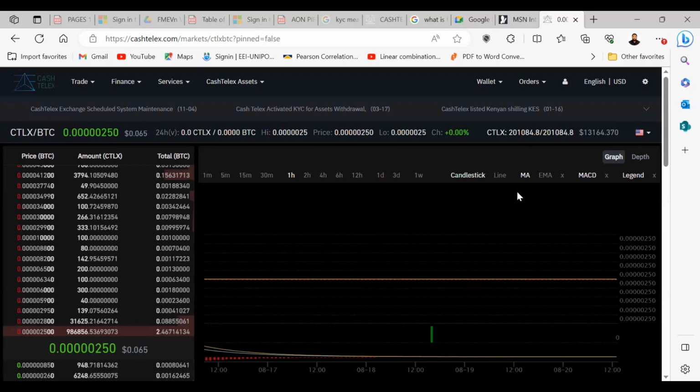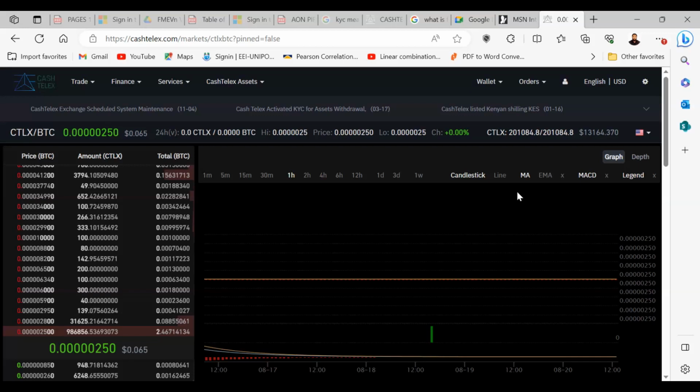When it takes you to the next page, you see so many things, and some persons, once they go to any exchange, see so many wordings that they get confused, like, wow, how will I begin? It's very, very simple. You go to the actual place you want to carry out a transaction. If you don't have any business to do with finance or services or CashTelex assets and all that, what you want to do is trade. So you go to trade.